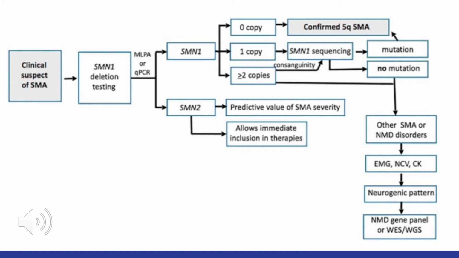So here's a little flowchart that I found that kind of shows the steps of diagnosing SMA. One of the main reasons I put it in here was just to show that once you suspect SMA based on history and physical exam, the first step is genetic testing. As you can see here, you suspect SMA, you go right to the SMN1 deletion testing, and from there it kind of breaks up based on your findings.